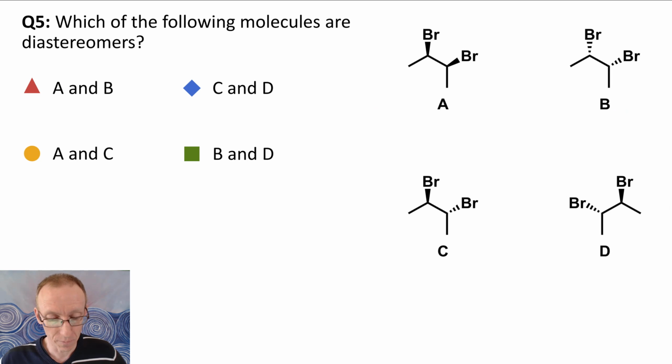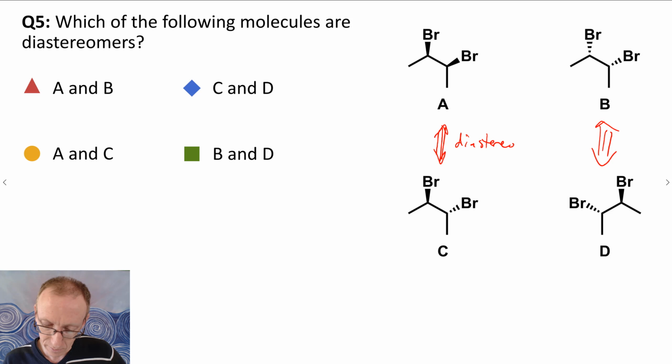Question 5, which of the following molecules are diastereomers? So we already talked about this previously. C and D are enantiomers. A and B are the same compound. But if we compare A with C or B with D, either of these comparisons, we're comparing diastereomers, because they're different three-dimensional arrangements of the atoms, but they're not mirror images.